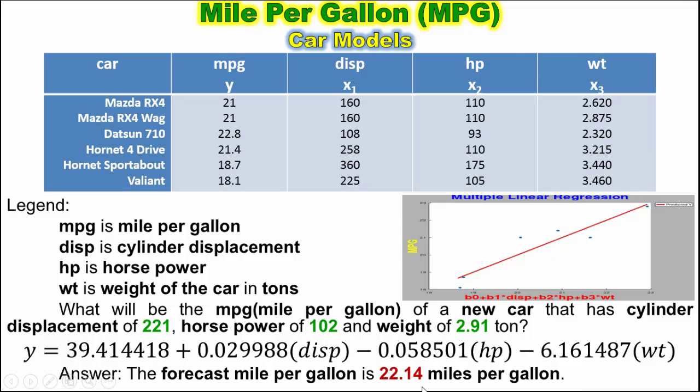That means that the new car consumes gasoline or diesel 22.14 miles per gallon. The car can travel 22.14 miles and it will consume 1 gallon of diesel or gasoline.